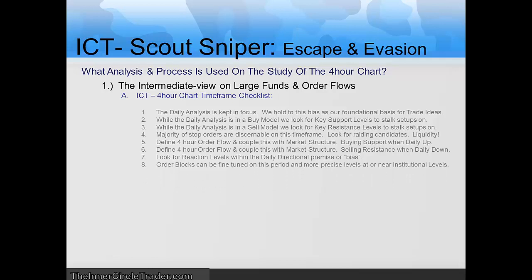Order blocks can be fine-tuned on this period and more precise levels at or near institutional levels. So in other words, by taking your 80s, your 20s, your 50s, and your full figures, those levels will be very close, if not many times, the precision levels that you will see these formations and price patterns take place. If in doubt on the daily chart, the 4-hour chart can be used as the guiding light on directional bias. All 4-hour analysis is carried over to the 60-minute chart and or lower time frames.